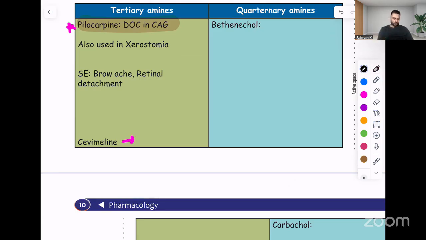So if you talk about bethanechol, I used to give you the hint. Chol means cholinergic drug, increases parasympathetic. B for bowel and bladder. So this is the drug used for post-operative ileus and retention.